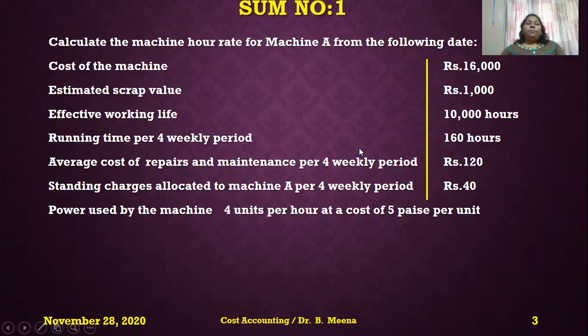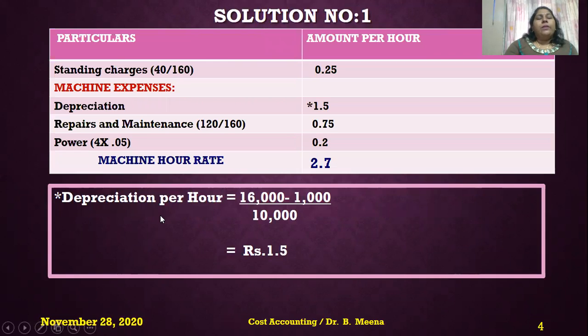So this is the problem. We are going to calculate the machine hour rate for the machine A. Before going into the format, let me complete the working notes of calculating depreciation per hour. Look at this solution. I complete the working notes.